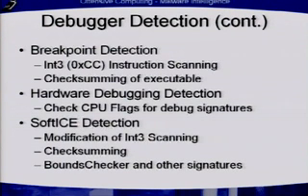There's even hardware debugging detection. There are CPU flags you can look at and say, oh yeah, I'm in the middle of being debugged right now. People used to use a tool called SoftICE, which has been discontinued. It was pretty good for debugging software, but there are a lot of different ways to detect it. There's a BoundsChecker signature that was pretty good.